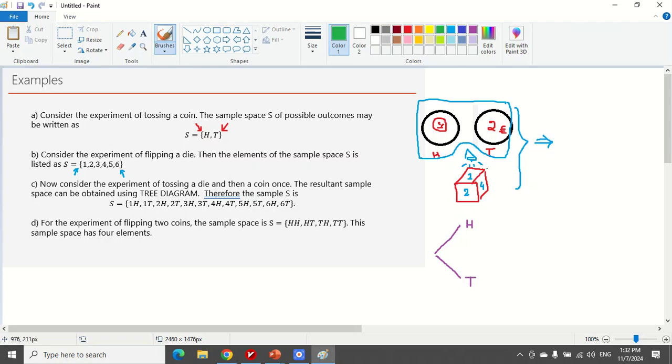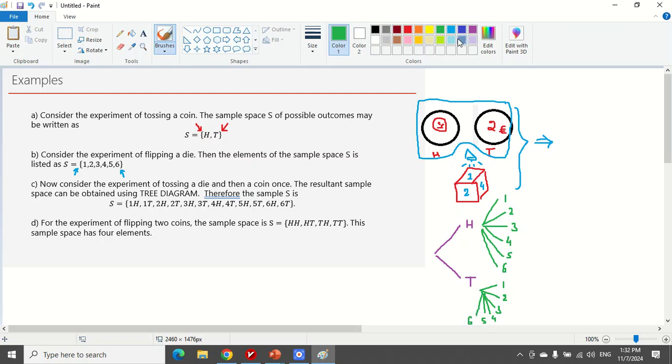For the second step, after we toss the coin, we flip a die, and for the die we have 6 possible outcomes: 1, 2, 3, 4, 5 and 6. For the second branch, when we toss a coin and get tail, again we flip a die and have 1, 2, 3, 4, 5 and 6 as the outcomes at the second step.